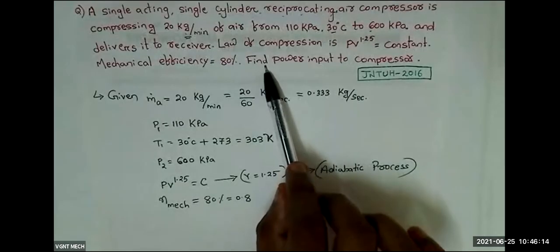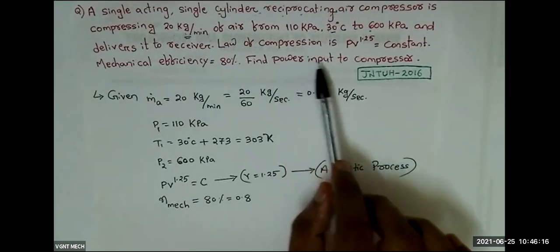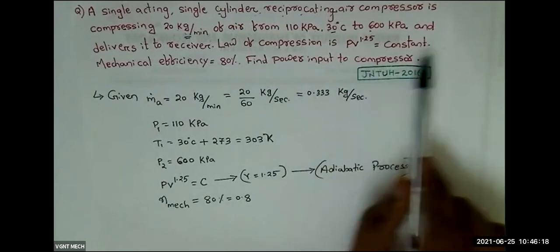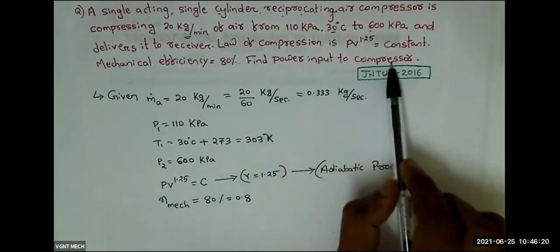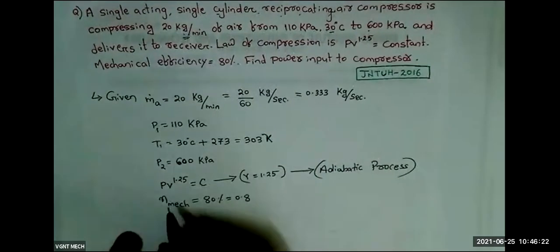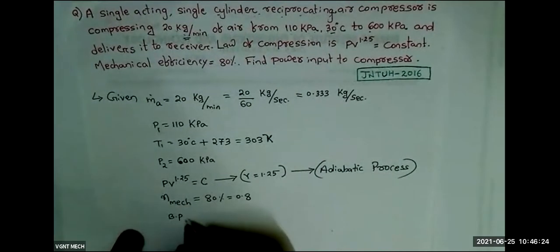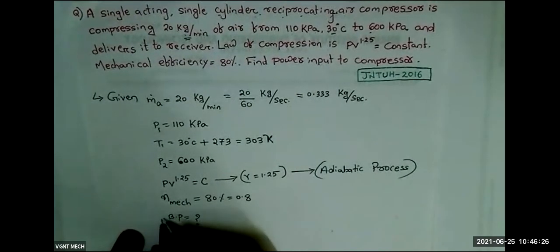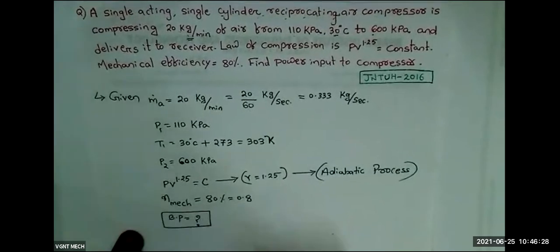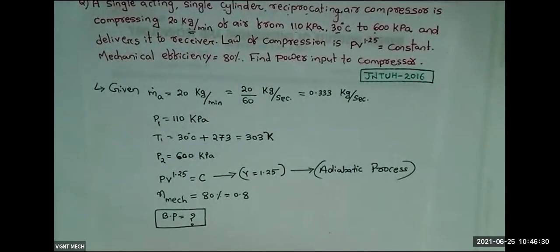So in this question, we have to calculate the power input to the compressor. Power input to the compressor means we have to calculate the brake power of the engine. So you have to calculate the brake power of the engine in this case, right?